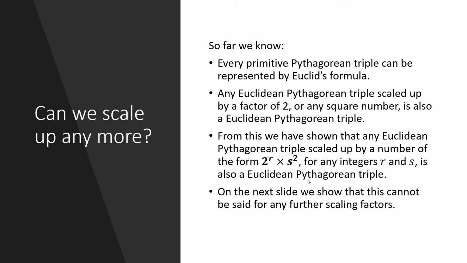So basically any factor for which we cannot scale up a Pythagorean triple and still use Euclid's formula, it will contain an odd prime factor with a maximum odd power, not a square. So we're going to discuss this on the next page.